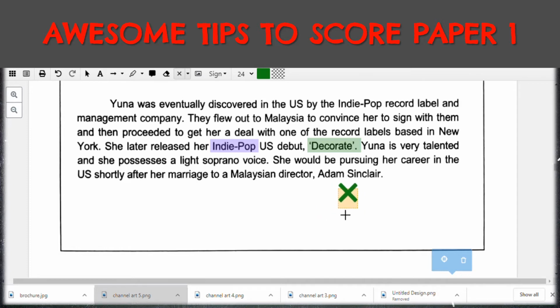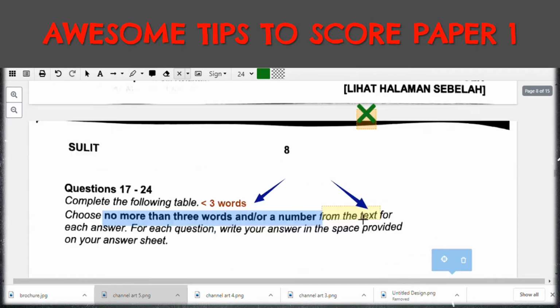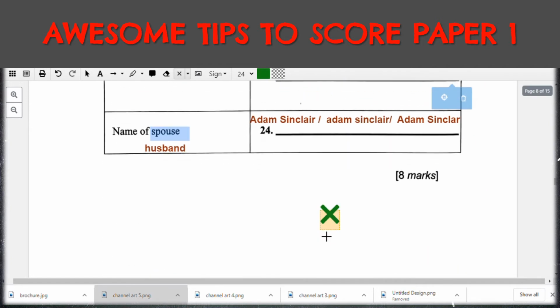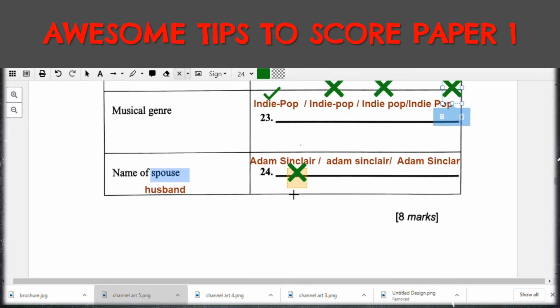Big A, big S, I-N-C-L-A-I-R. Take note of the spelling. The answers must be from the text. It's written here, from the text. And, of course, not more than 3 words. Not here. So, is this correct? Small letter is written as big letter, wrong.